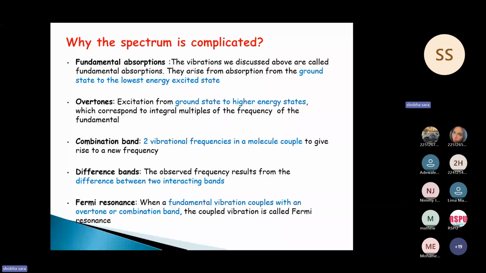Then there is another phenomenon called Fermi resonance. When a fundamental vibration, the one that I told you, V0 to V1, combines with an overtone or a combination band, this coupled vibration is called Fermi resonance. Now let's come to the instrumentation part.